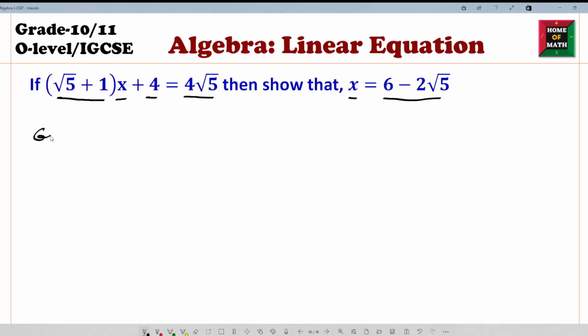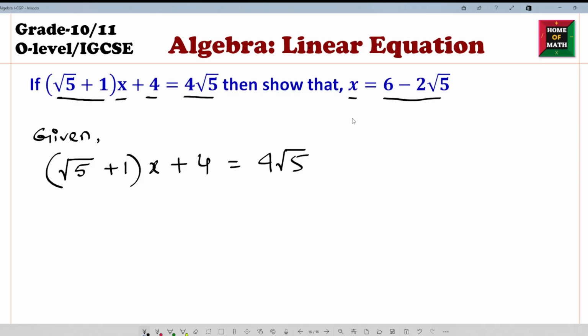First, given (√5 + 1)x + 4 = 4√5. Our target is to make this look like 6 − 2√5.